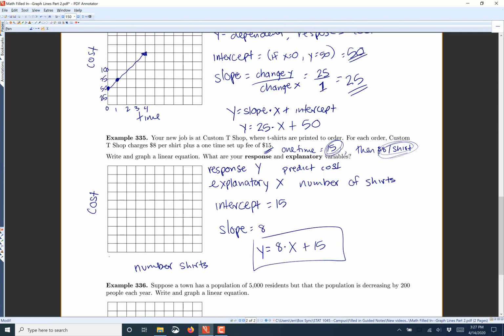Now to graph it, we'll need our number of shirts. So 1, 2, 3, 4, 5, 6. For my cost, I could pick different scales. I will go by a scale of, say, 5, 10, 15, 20, 25, 30. So for my intercept at 0, I should be starting at $15. And then for every extra shirt, I have to go up $8. So I'm going to go up 8 and over 1. So one shirt costs me $8 more. And then if I go up another 8, about here, and over 1, that would be my next point.